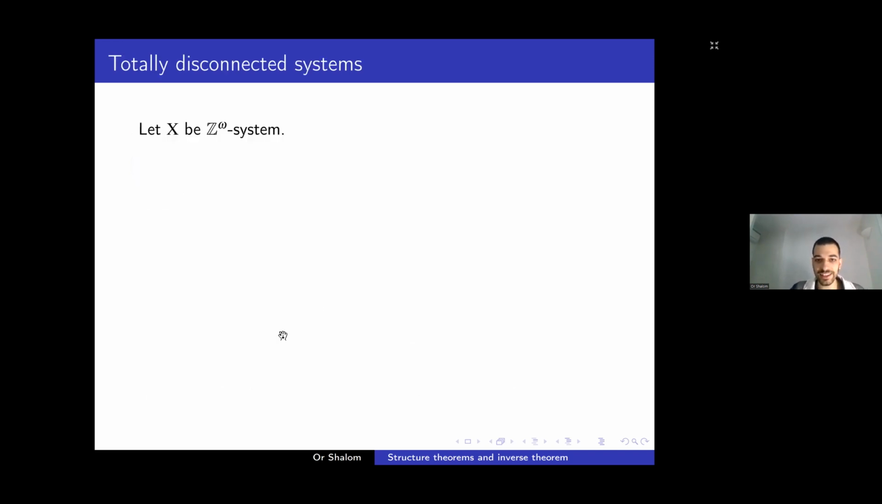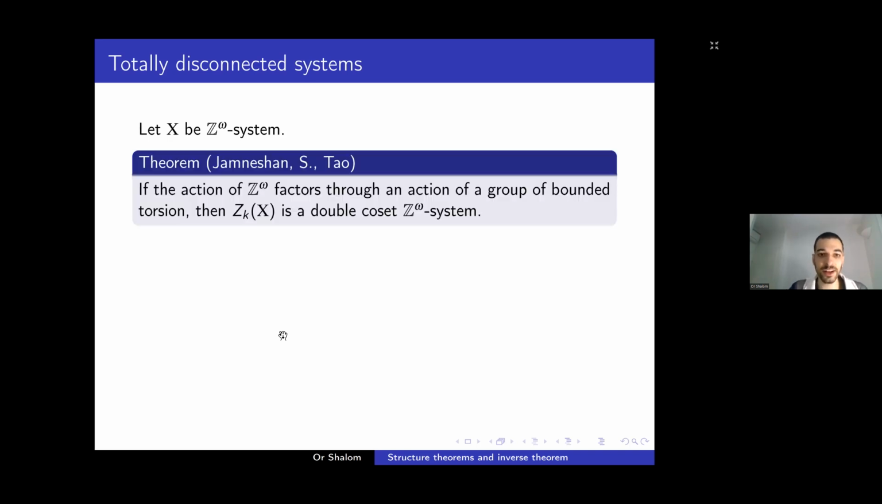So I want to show you many cases in which we develop this double coset structure and still manage to prove the conjecture about the infinitary case. So one case is arbitrary systems, but with some technical assumption that the system is totally disconnected, which I will not define. But I will tell you that the system is automatically totally disconnected if the Z omega action factors through an action of a group of bounded torsion. So it's automatically applicable to, say, F_p omega systems or Z mod 4Z omega systems. So if your action is originally a function of a bounded torsion group, then this is automatically applicable. And then you have the double coset structure.